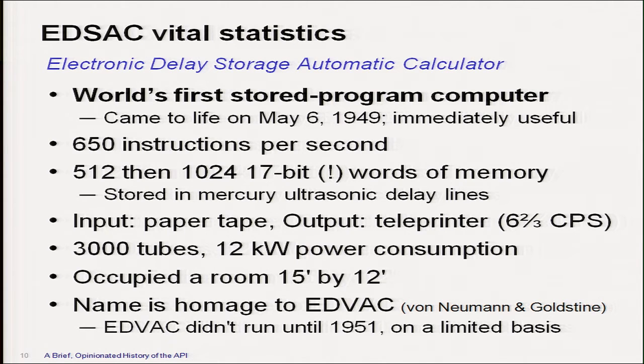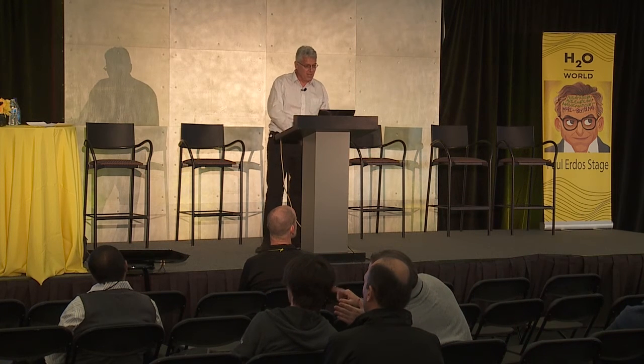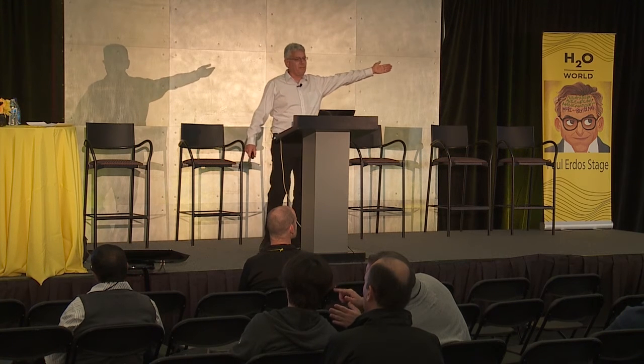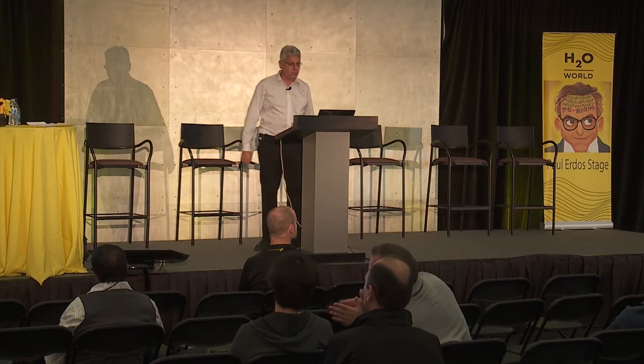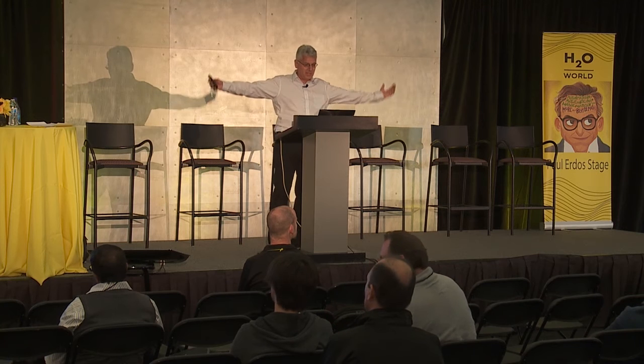And the reason they went from 512 then 1024 is because they could only get half of the mercury delay lines working initially. I/O was paper tape and teleprinter, and they both ran at about 6 characters per second. It used 3,000 vacuum tubes. It consumed 12,000 watts of power, and it occupied a full-size room.